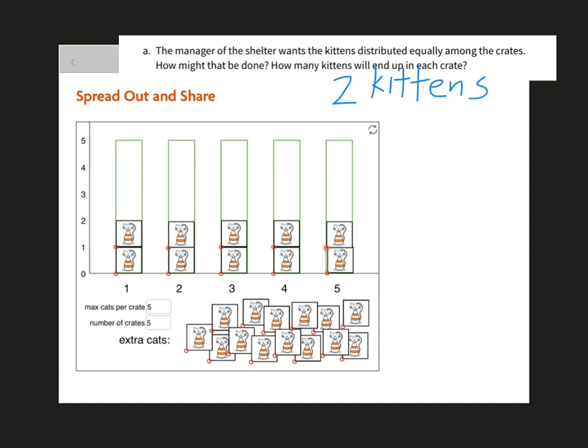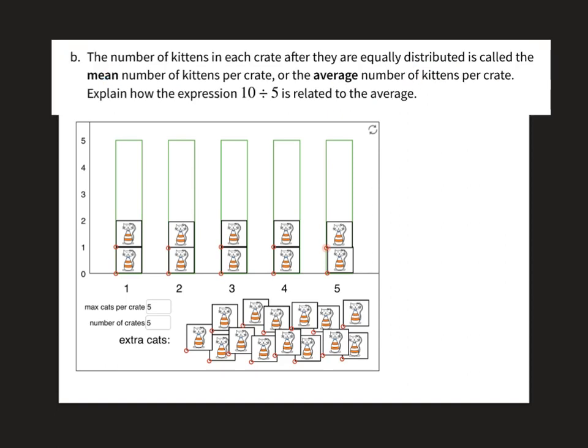So a couple things that were important here. We started with a lot of different numbers and we evened things out. We distributed equally until we got the same number in each crate. The number of kittens in each crate after they are equally distributed is called the mean. That's the concept that we're talking about today, the mean. It's also called the average.